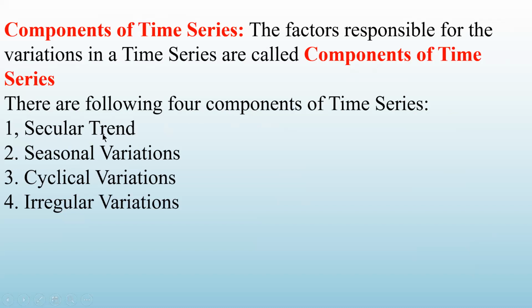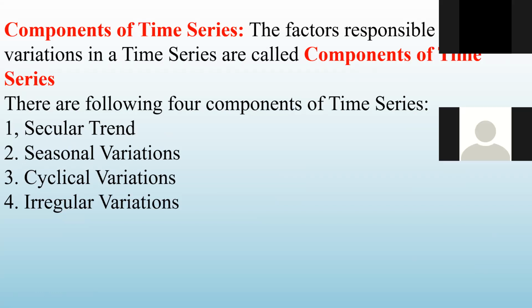First one is called secular trend. Second one, seasonal variations. Third one, cyclical variations. And fourth, irregular variations. Let me explain you one by one. So the first one is secular trend. See, the general tendency of the data is either to increase or to decrease or to remain constant. So that is called a secular trend.